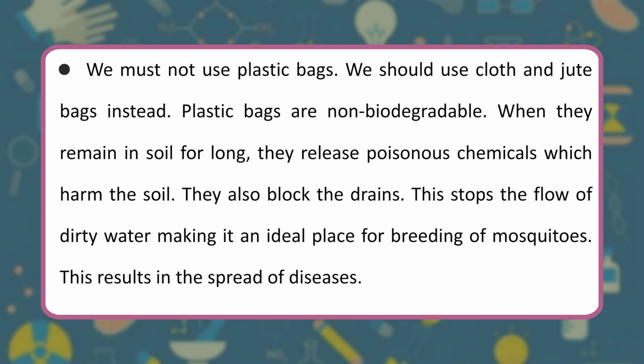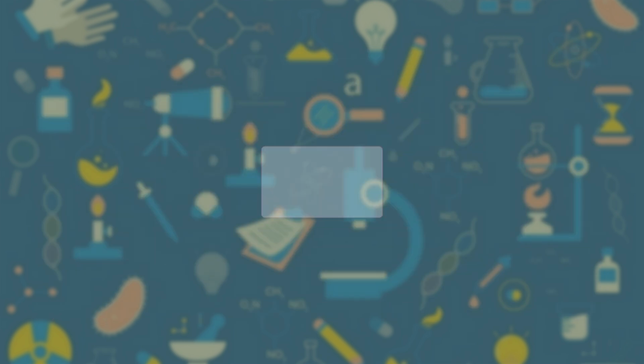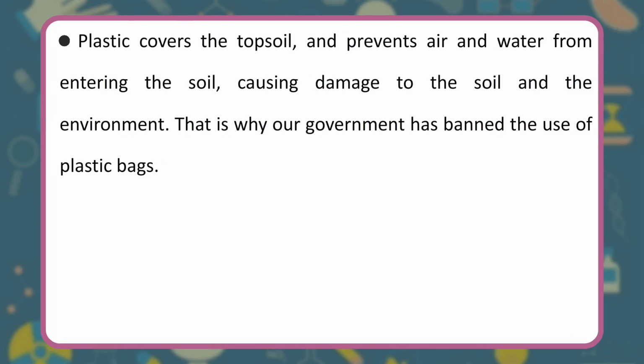We must not use plastic bags. We should use cloth and jute bags instead. Plastic bags are non-biodegradable. When they remain in soil for long, they release poisonous chemicals which harm the soil. They also block the drains. This stops the flow of dirty water, making it an ideal place for breeding of mosquitoes. This results in the spread of diseases. Plastic covers the topsoil and prevents air and water from entering the soil, causing damage to the soil and the environment. That is why our government has banned the use of plastic bags.